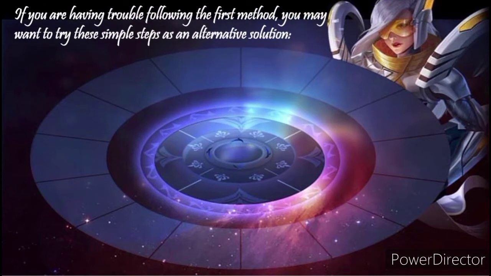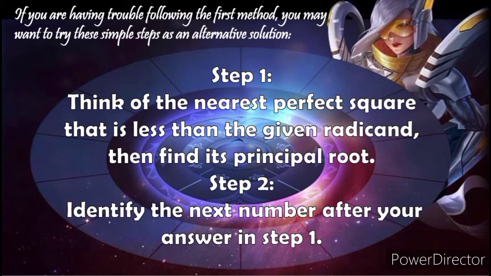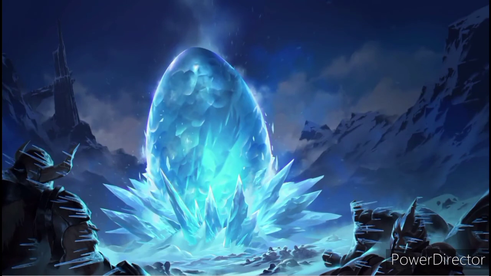If you are having trouble following the first method, you may want to try these simple steps as an alternative solution. Step 1. Think of the nearest perfect square that is less than the given radicand. Then find its principal root. For step 2, identify the next number after your answer in step 1. Let's have example number 1.